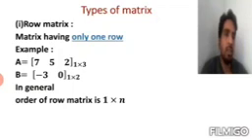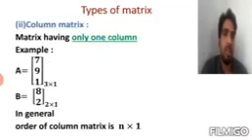When we arrange all the elements row wise, only one row. In general the order of a row matrix is 1 by n. Next, same way, column matrix, when we have only one column. For example, here A contains 3 elements 7, 9 and 1, arranged vertically.